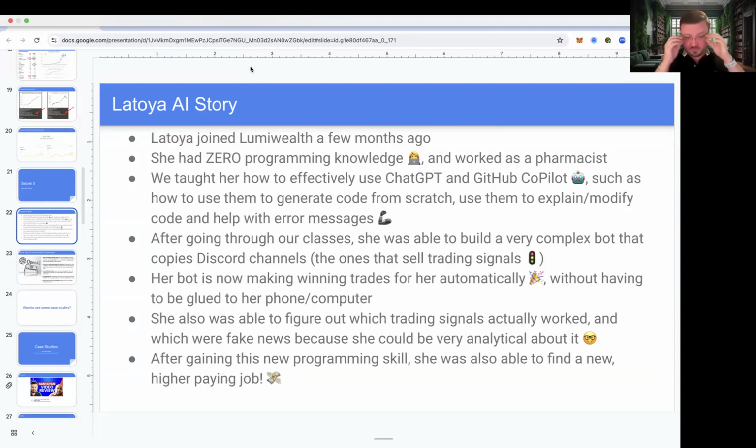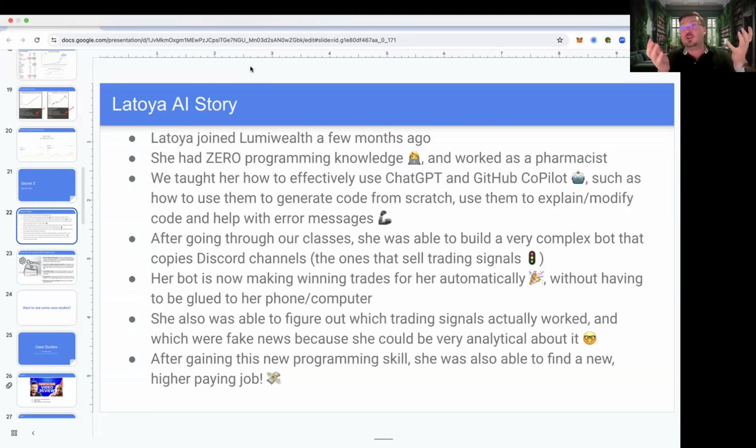She's part of our program now. I talk to her almost every week, or almost every day in some cases. And she is just building these wildly crazy robots that are making all this money for her. And she's like, I don't really know how to code. I just know how to talk to AI. That's what she tells me.